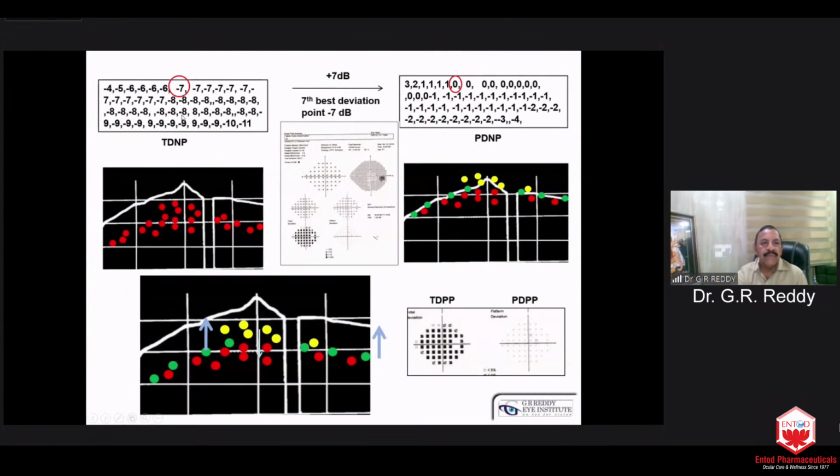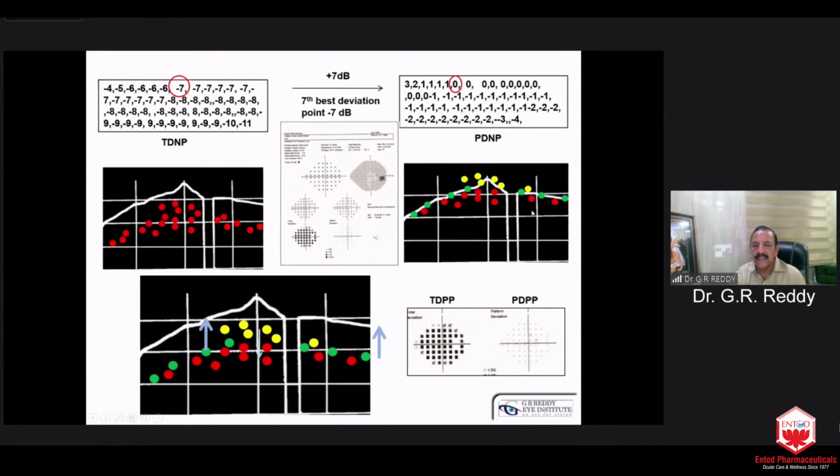So in uniform depression, if you see, the seventh best deviation point is here, and the better sensitive points are there. How many points are there? 6 points are better than normal. The value that brings the seventh best deviation point to normal is added to all the points. So these points will become above normal. And once they come nearer to the normal hill of vision, these points will not be represented by any significant p-value, and they look like uniform depression.